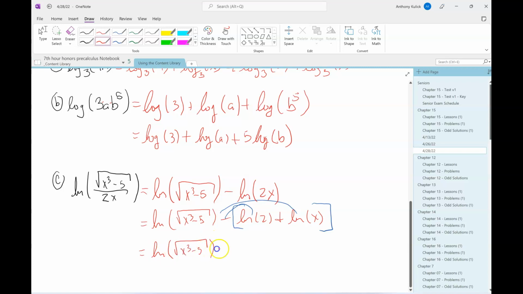So I really should have written natural log 2 minus natural log x. Whoa, Mr. Kulik. It's a good thing you're showing me that. I would have made that mistake.